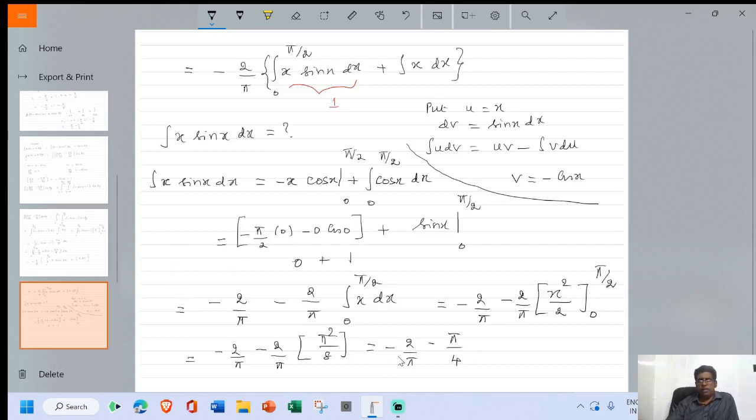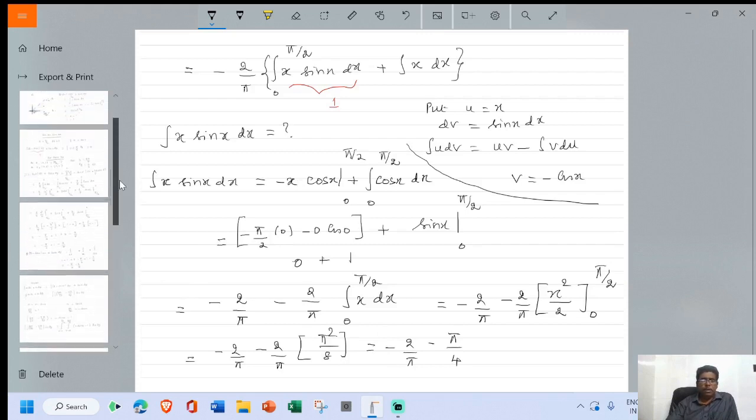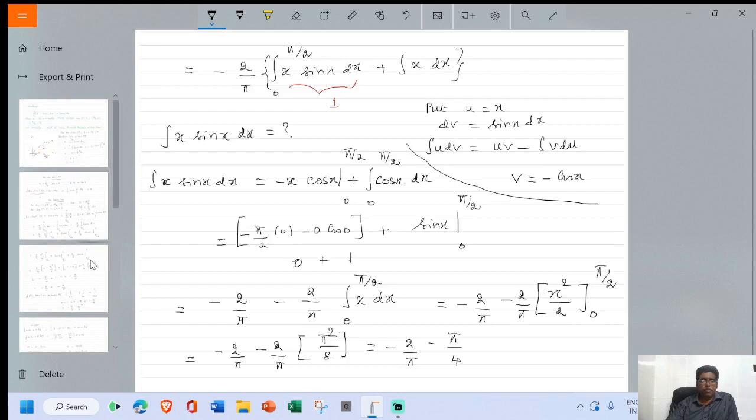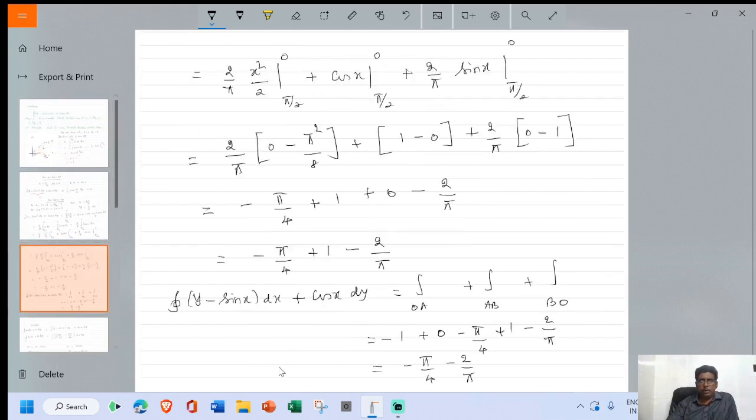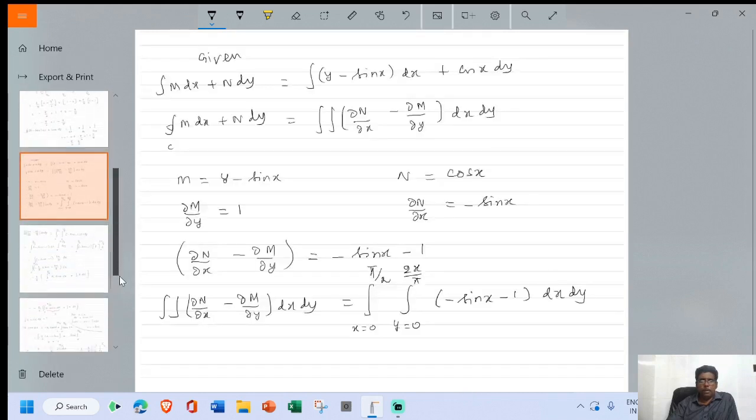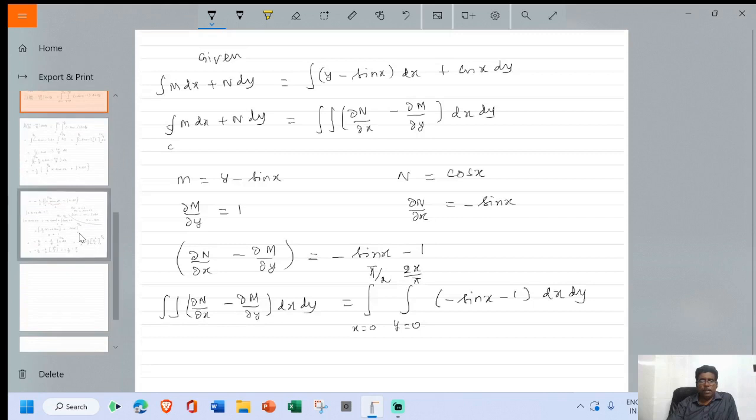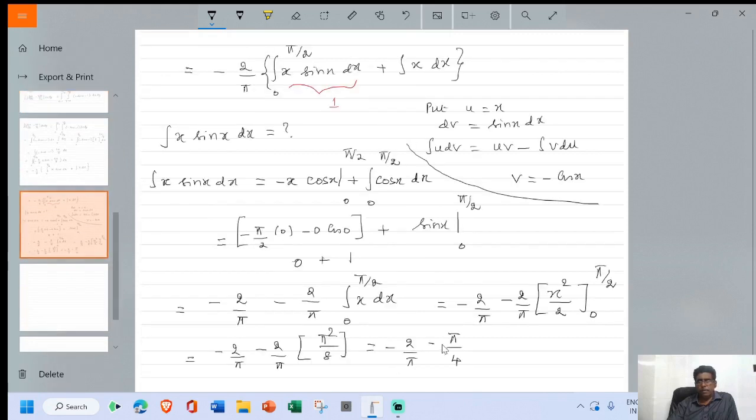This is the value of the given integral using Green's theorem. In the ordinary direct method, we solved it and the answer is minus pi by 4 minus 2 by pi. Here also we have the same result, minus 2 by pi minus pi by 4. Now we have evaluated the value of the given integral in the two methods.